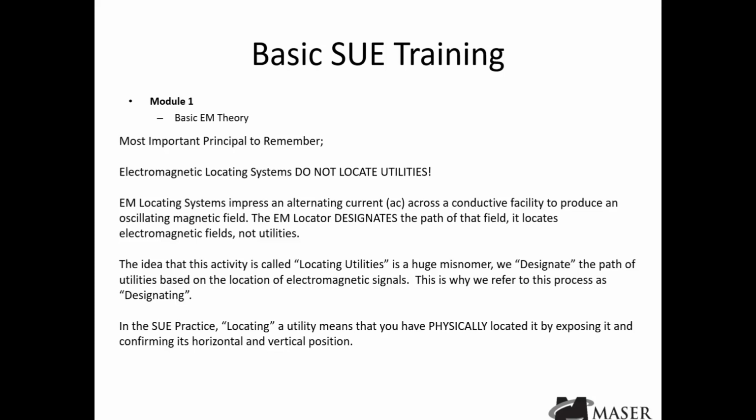We designate the path of utilities based on the location of the electromagnetic signals, and this is exactly why we call it designating. In the practice of SUE, the term locating means that you have physically located it by exposing it and confirming its horizontal and vertical position. So when we say designate, it means that we are designating the horizontal path, and when we say locate, it means that we have vacuum excavated, we've dug it up, and we've physically located it.